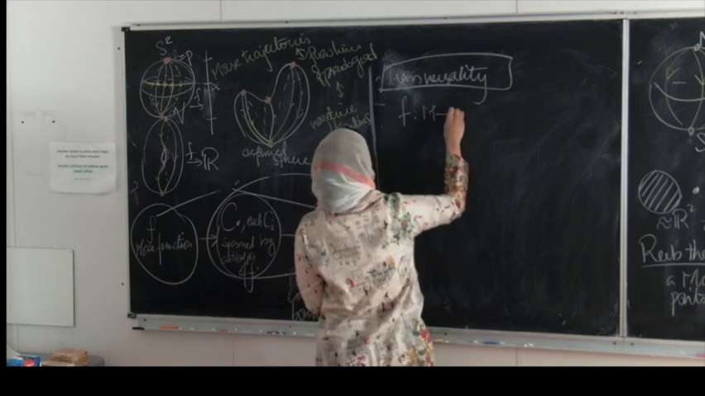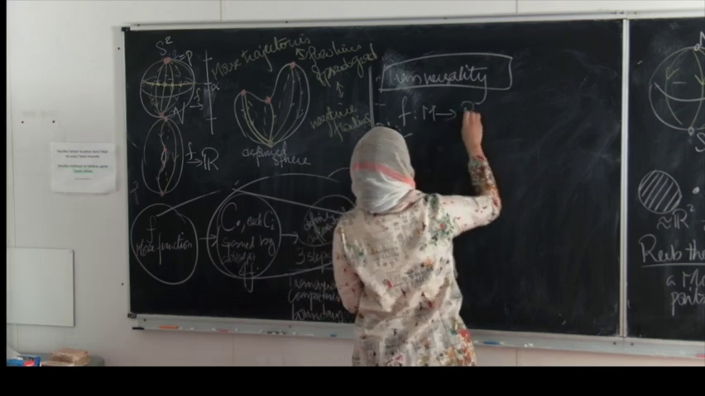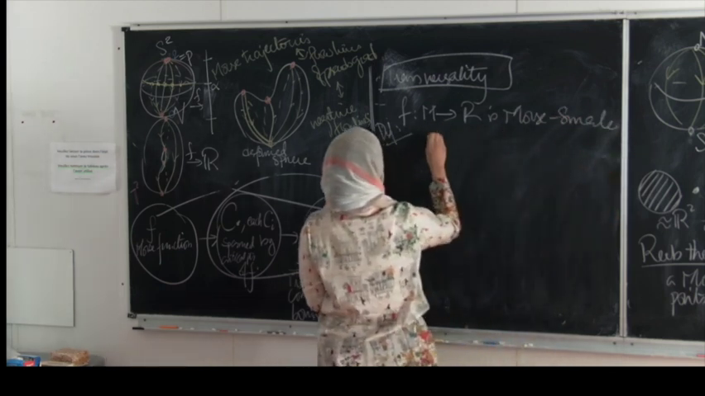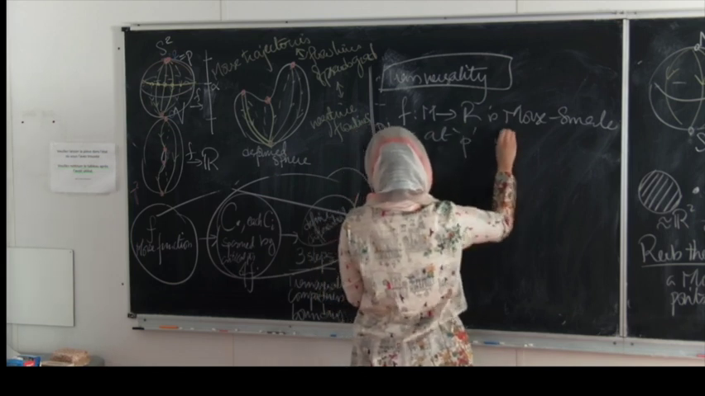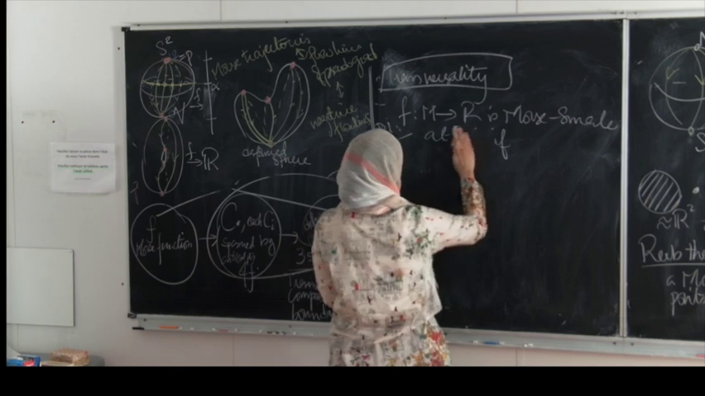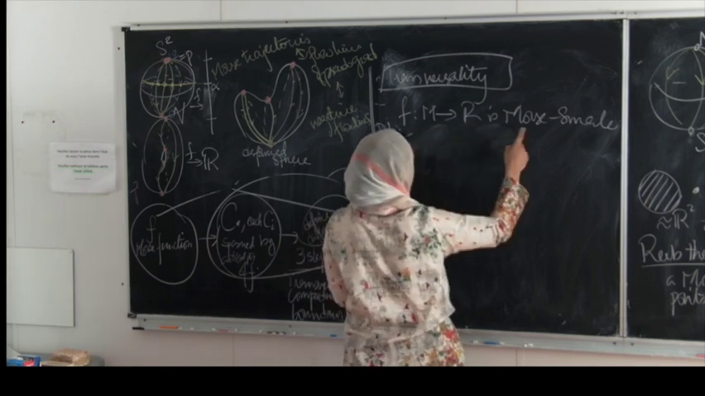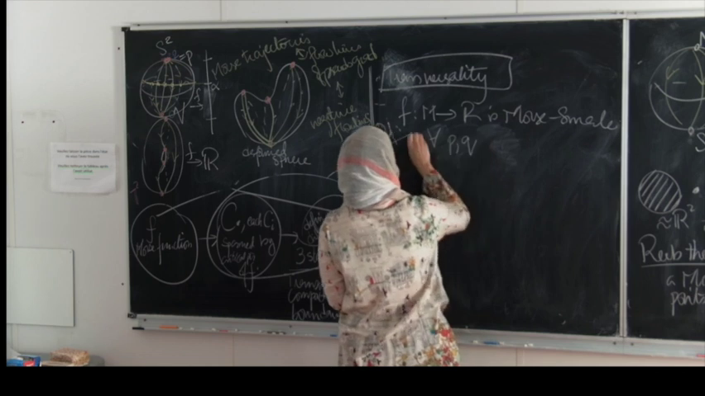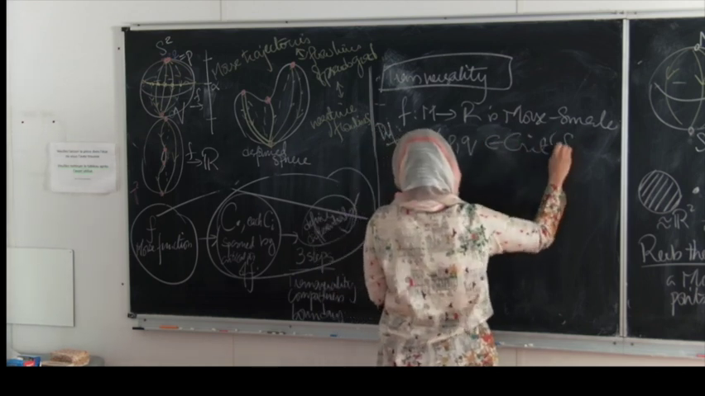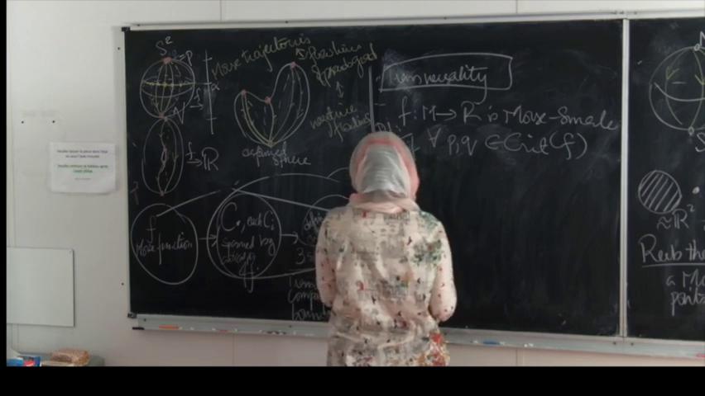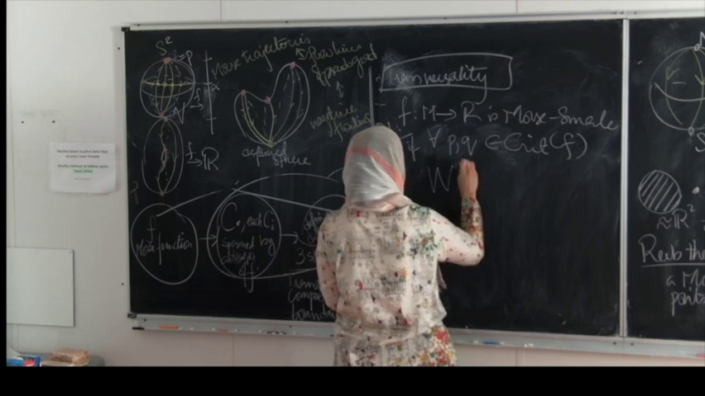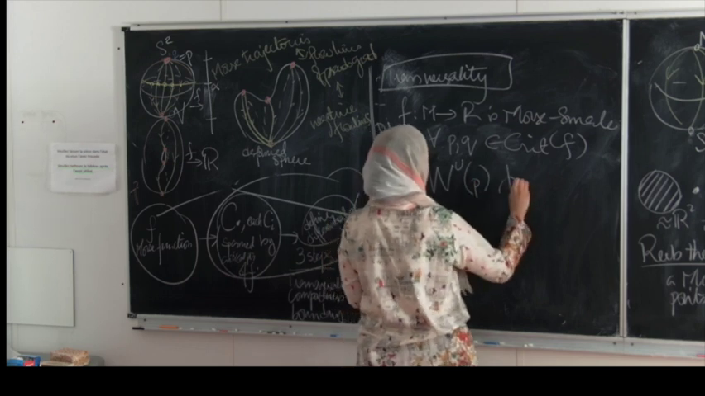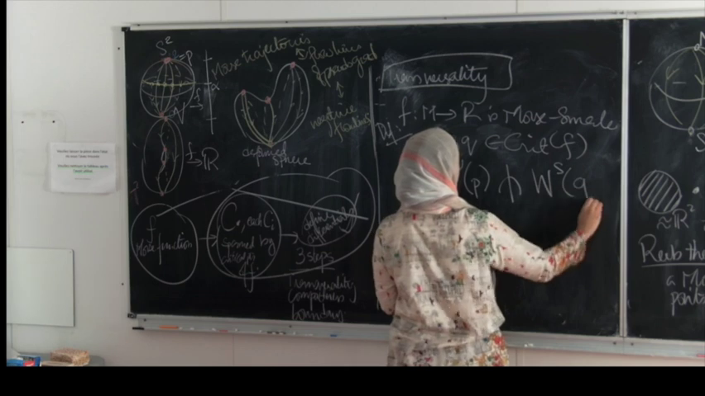So this is the definition. F is called Morse-Smale, or it satisfies the Morse-Smale condition, not at P, but for every critical point, for any P, Q: the unstable manifold at P transversely intersects the stable manifold at Q.